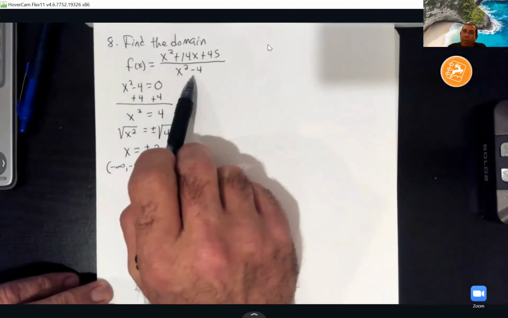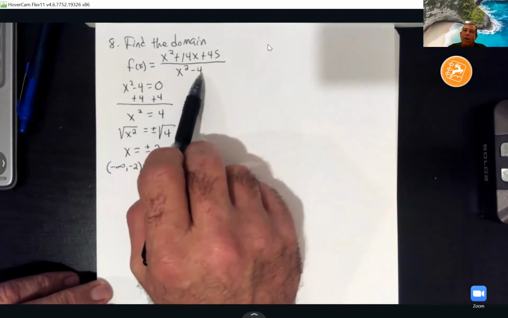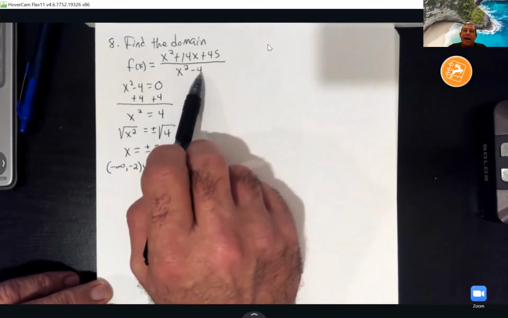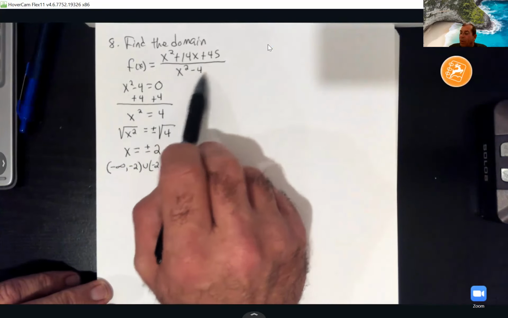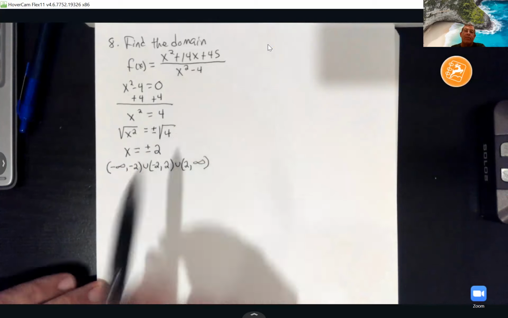Okay, so y'all's is probably going to be just like mine. It might not have a 4. It might have a 1, 9, 16. But whatever number you have here, you'll be able to take the square root of, okay?